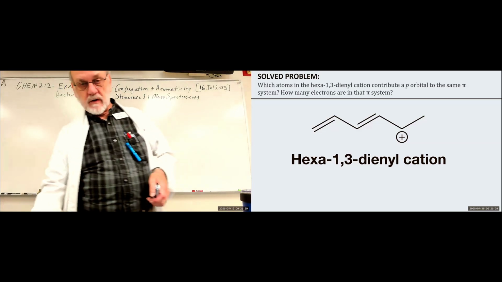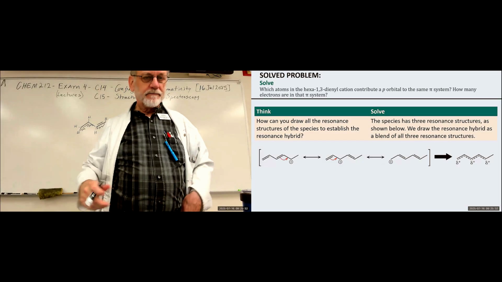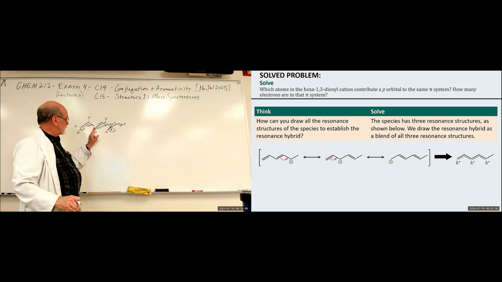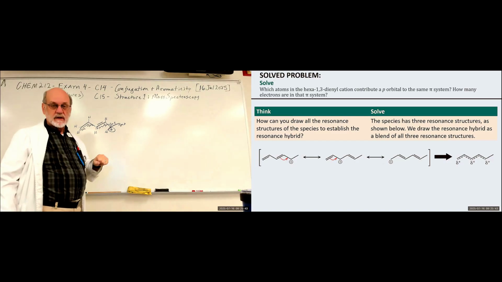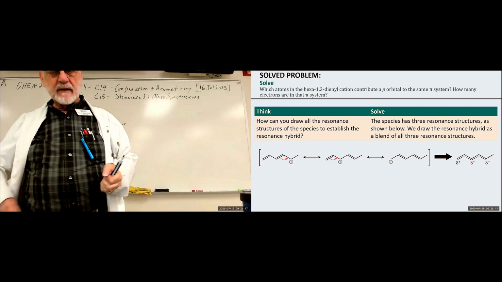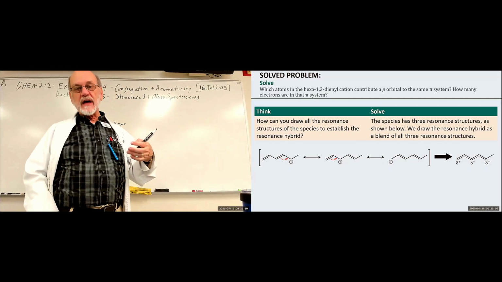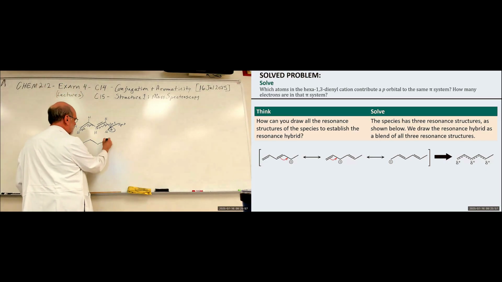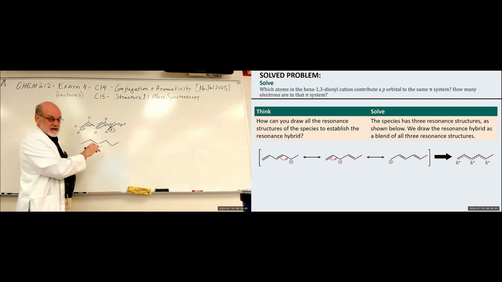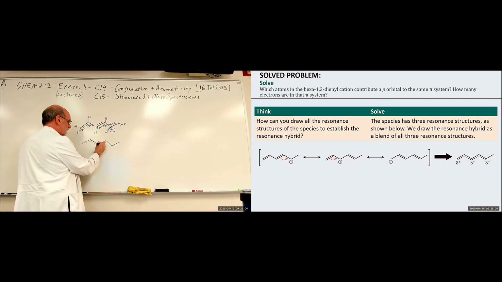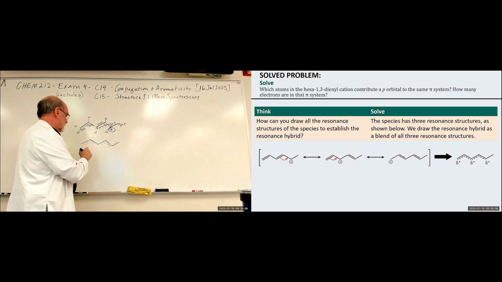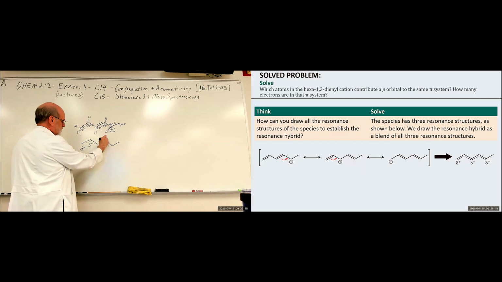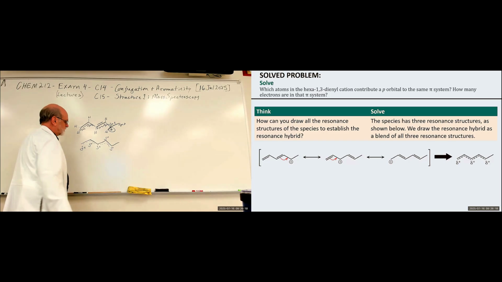And we can resonate the structure like this. We can move the positive charge over to this carbon, the number 3 carbon, or we can put it on the number 1 carbon. And we have those 3 possible resonance structures. But if we combine them into the resonance hybrid, we say each one has double bond character, and then we spread the positive charge out all along the molecule. Like that.